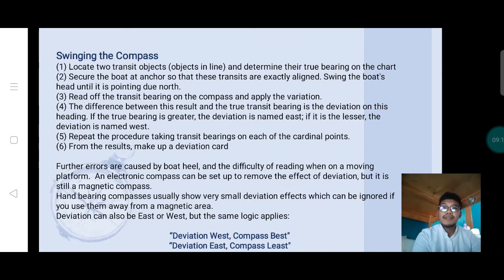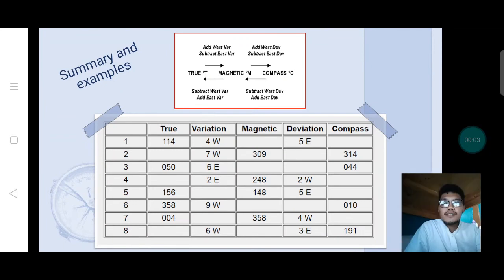Deviation west, compass best. So when the deviation is west, the compass is greater than the true bearing. So when the deviation is east, the compass is less than the true bearing. So we'll give you an example. Let us review first. When the variation is west, we will add the variation to the true bearing. When the variation is east, we will subtract.